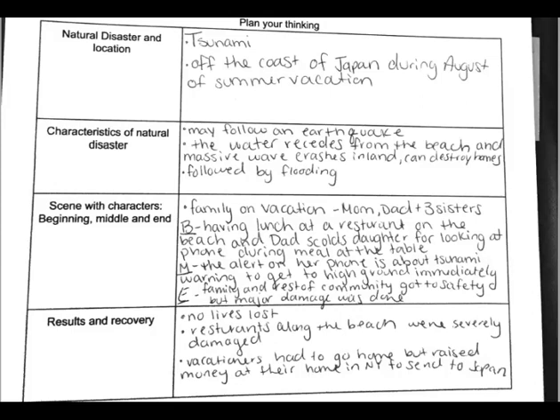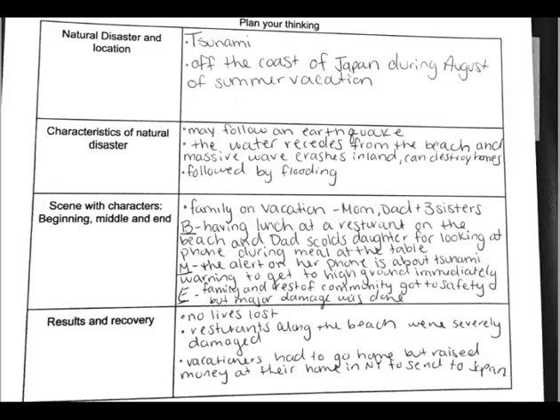So, characteristics of a natural disaster. Here, you pull this right from one of your articles. Okay, so I said it may follow an earthquake. The water recedes from the beach, and then a massive wave crashes inland and can destroy homes, and it's usually followed by flooding. So, the scene with the characters, I painted the picture that a family is on vacation: mom, dad, and three sisters. Again, I modeled that after my own family. You can choose however you want to do. That was just my reference that I chose.